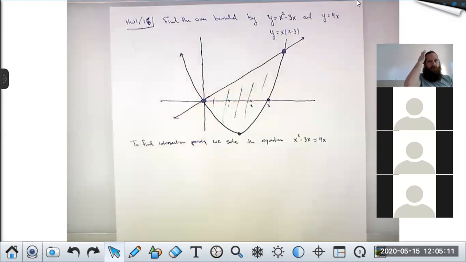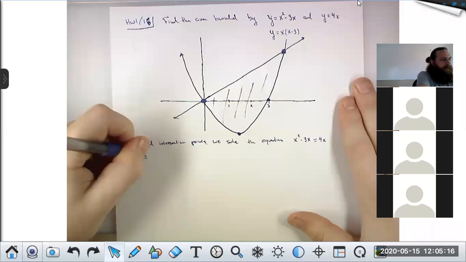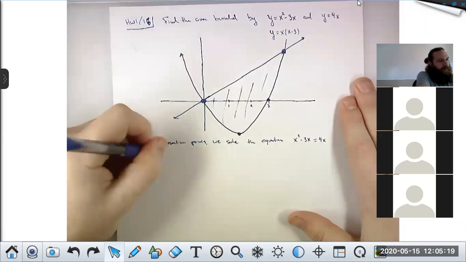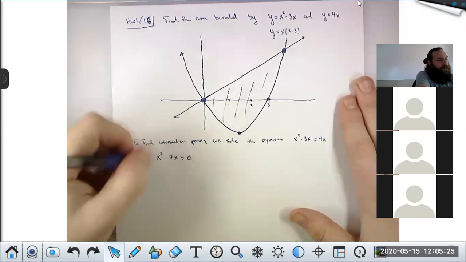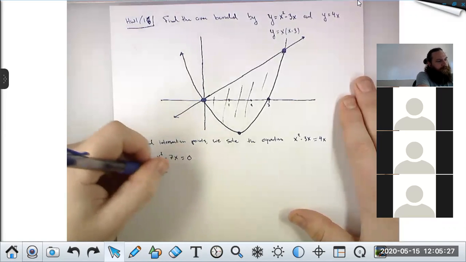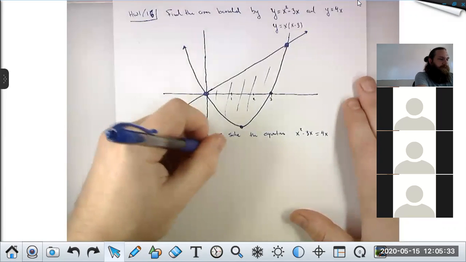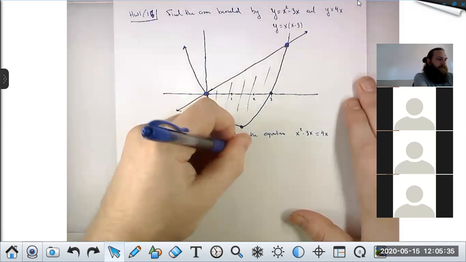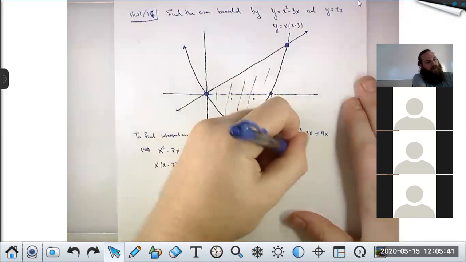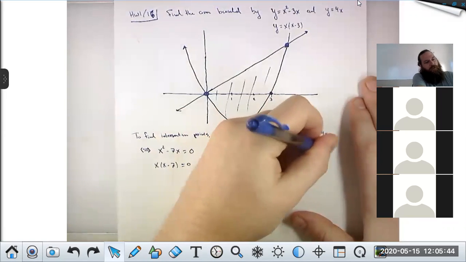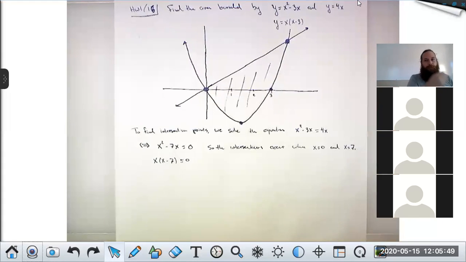All right, I just set those two equal to each other. That is equivalent to saying x squared minus 7x equals 0. So that's x times x minus 7 equals 0. So the intersections occur when x equals 0 and x equals 7.